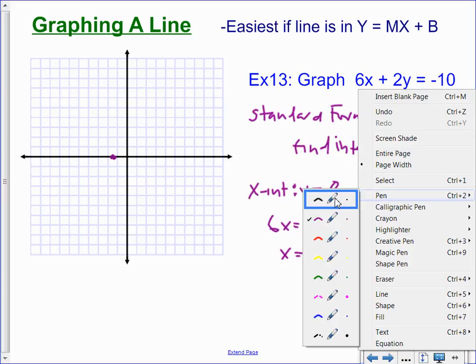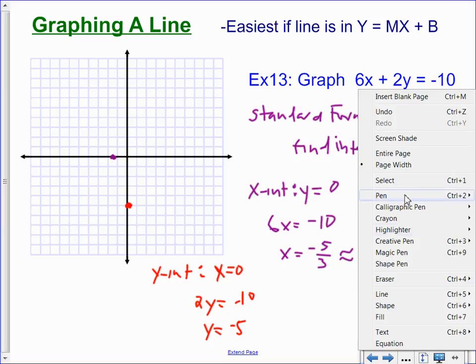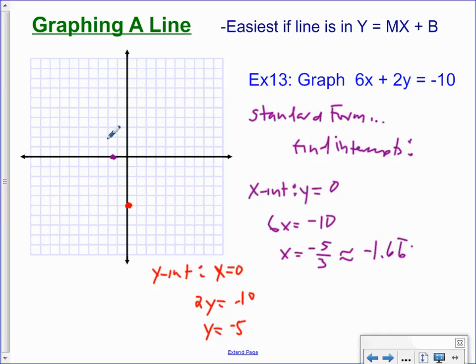If you want to find it in slope-intercept form, you're more than welcome. But when it's already in standard form, it's less work if you just find the intercepts. For the y-intercept, the x is 0, so you're just going to have 2y is equal to negative 10, so y is equal to negative 5, so 1, 2, 3, 4, 5. There's the y-intercept. So easy. So your line looks something like that.